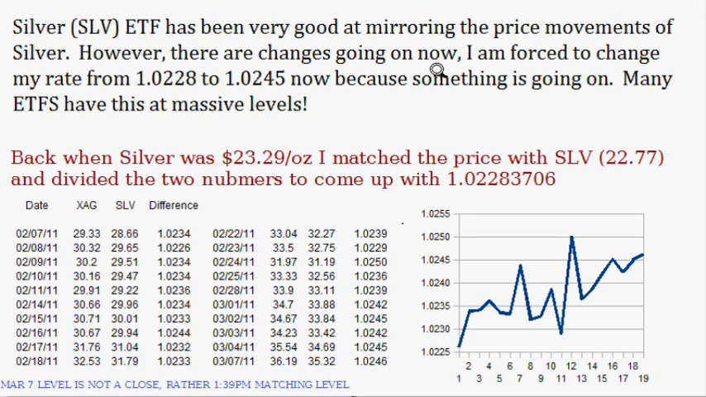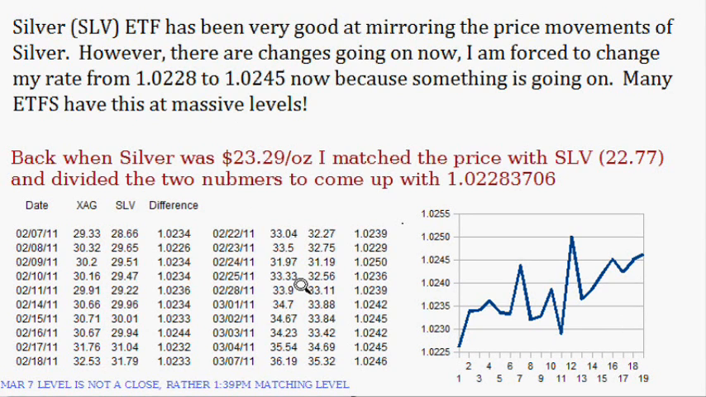And I have written on the top here that the SLV ETF has been very good at mirroring the price movements of silver. However, there are changes going on now. I am forced to change my rate from 1.0228 to 1.0245 now because something is going on. And many ETFs have this at massive levels. And this is not really tracking all that great.